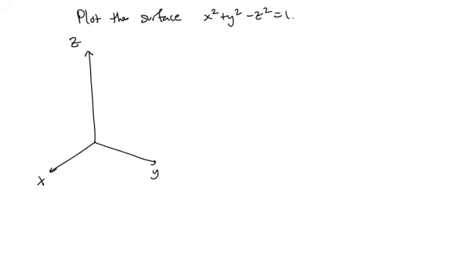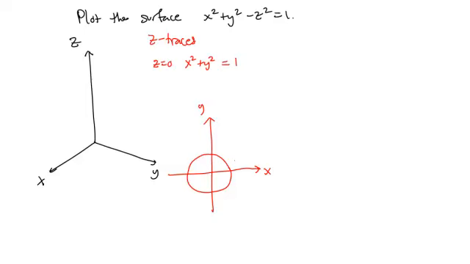So let's look at a bunch of the z traces. If z is equal to 0, we're going to get x squared plus y squared minus 0 is equal to 1. And so that would be a circle of radius 1. So I'll draw some of these traces down here in some helper space. So x, y. When z is equal to 0, I'll see a circle of radius 1.